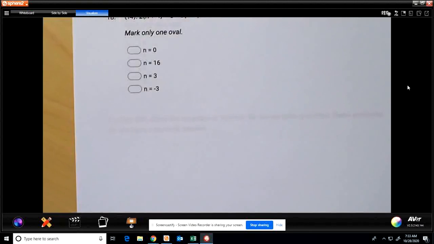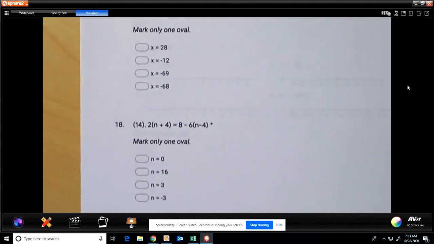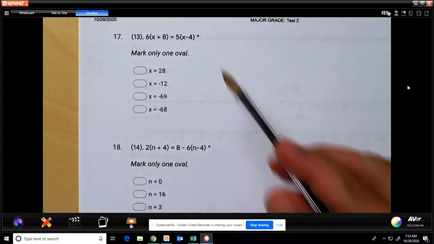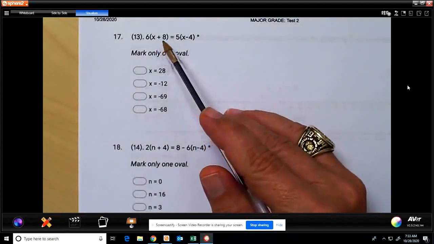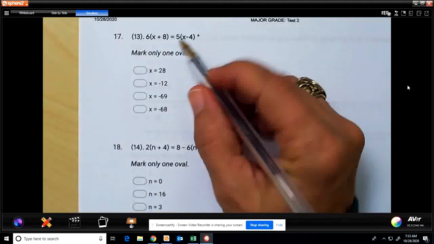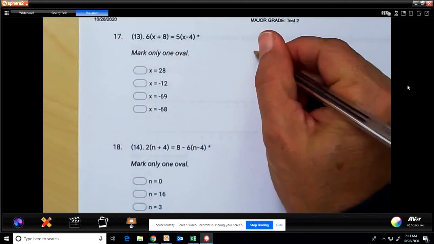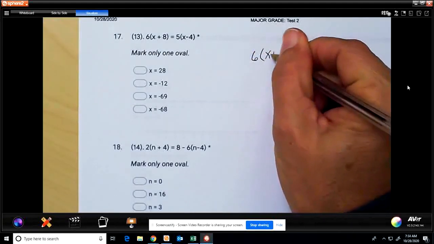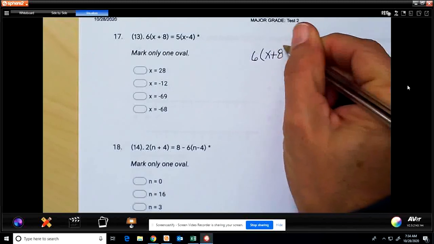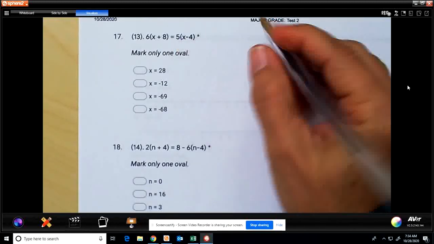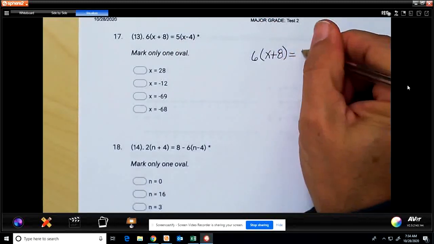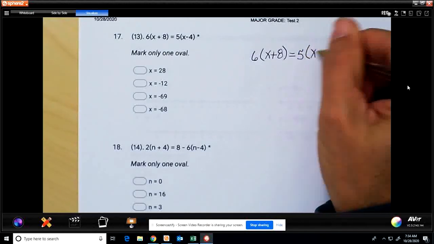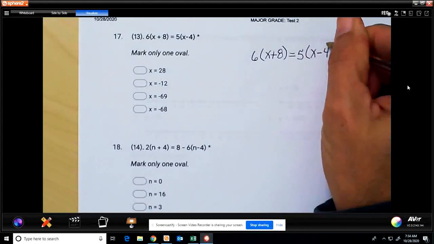Number 17, problem 13. Wow, now we've got a couple of distributions. So number 13, we have 6 times x plus 8 equals 5 times x minus 4.